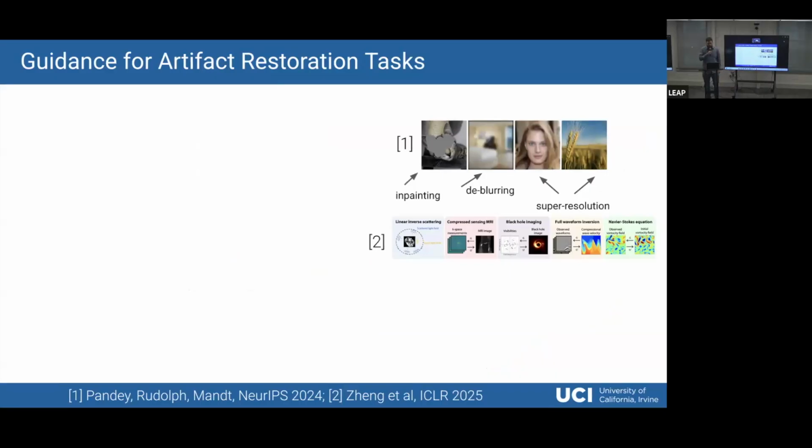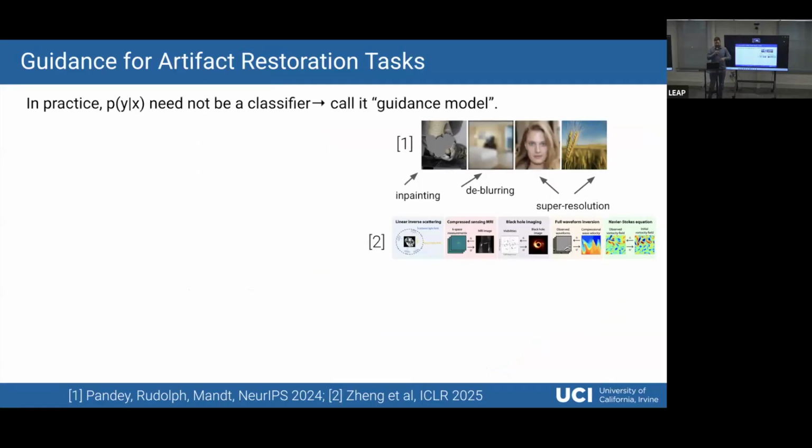Okay. Now, in reality or in science, it oftentimes turns out that classifier guidance might not be of most interest. What we care about oftentimes in scientific imaging is more related to artifact removal. And so in this case, it turns out that what I called classifier, the P of Y given X, is actually often not a real classifier. It could be something else, right? It could be another model. But for now, I would just call it a guidance model.